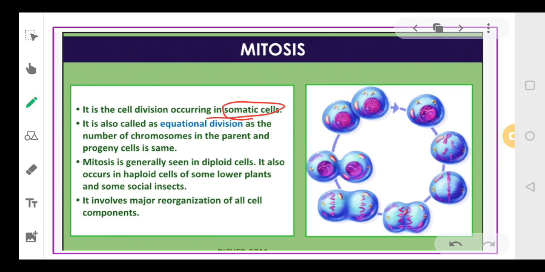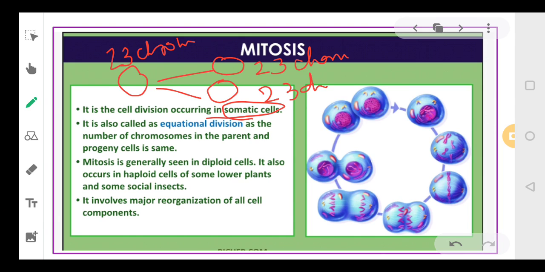Now when a cell divides, suppose we have this cell and it divides to form two cells. In these two cells, the number of chromosomes will remain the same. Suppose you had 23 chromosomes here, each cell will also have 23 chromosomes. So in this type of cell division, the number of chromosomes in the parent and in the daughter cells formed remains the same.